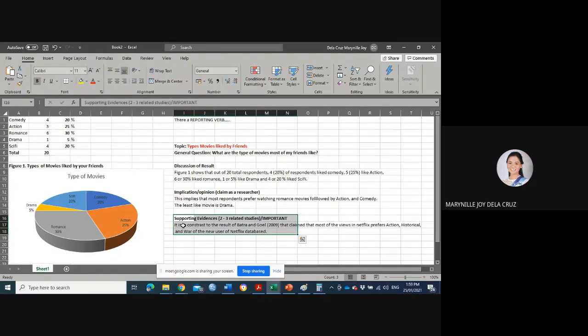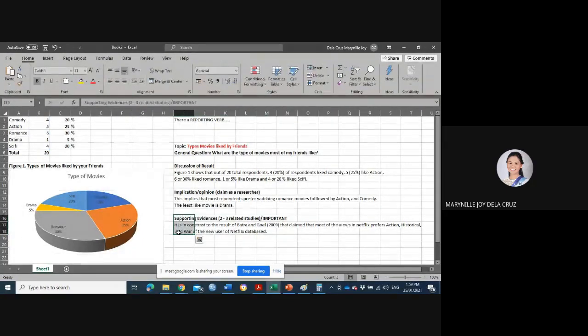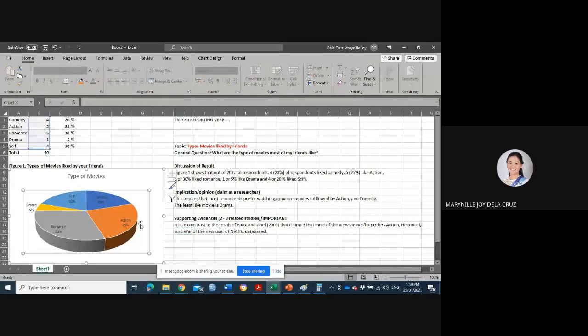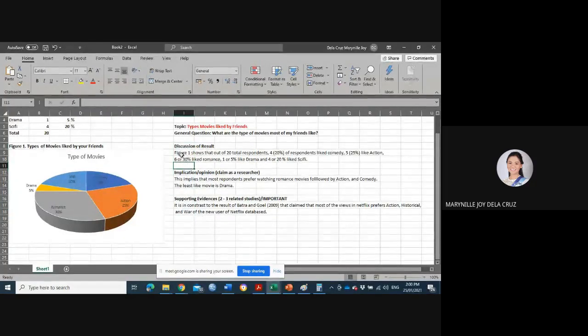So, it's still contradictory. The respondents are different, in what you discussed and here. Okay. So, to make it more reliable, because there is only one and it is contradictory, you can still add some more supporting evidences to make it more valid and reliable. So how do you combine these three discussions of result? You write it in a paragraph form.